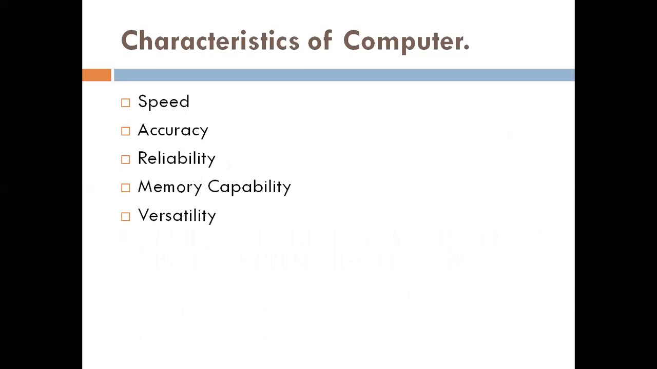Characteristics of computer. First, speed, accuracy, reliability, memory capability, and versatility. So all these characteristics are considered to build, develop or assemble a computer.